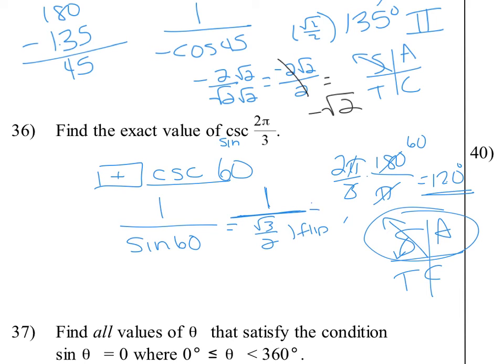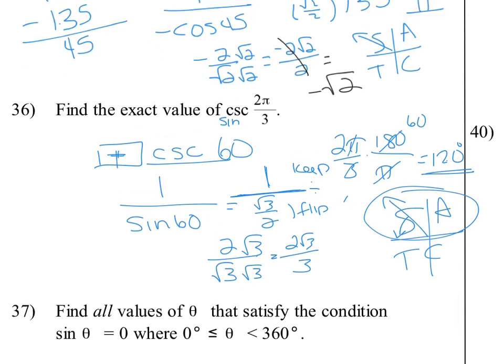Again, remember this is just a division problem. Okay, so it just means flip this. So it's 2 over radical 3. Rationalize to radical 3 over 3. And it's positive because we are in quadrant 2.